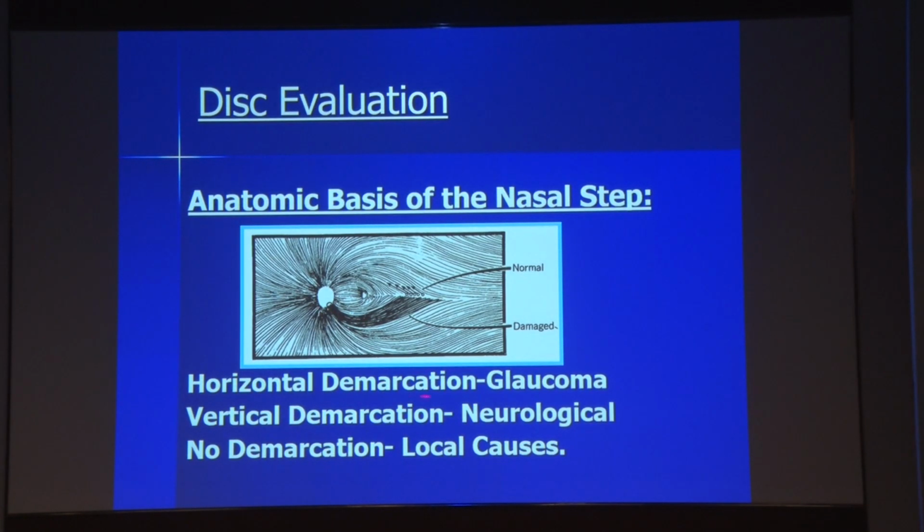If there is a horizontal demarcation, it is classical of glaucoma. If there is a vertical demarcation in the visual field, it is classical of neurological disorders. And if there is no demarcation, there can be a local cause, as I showed you in the first slide.